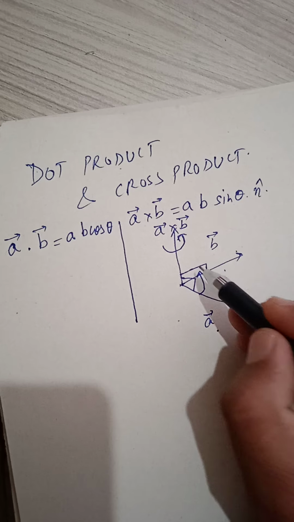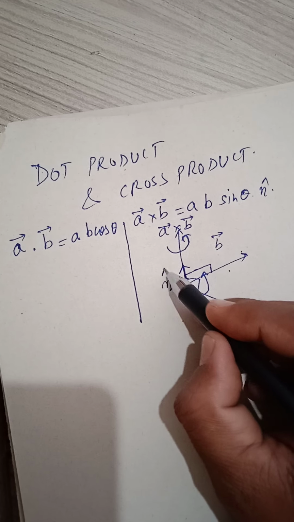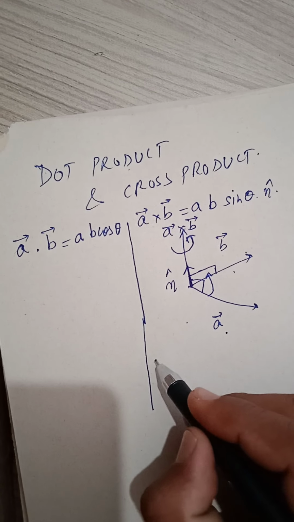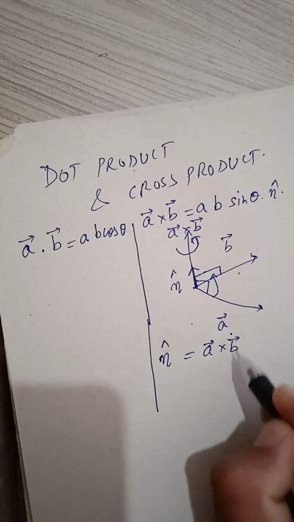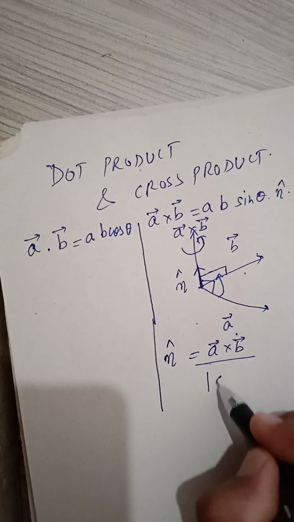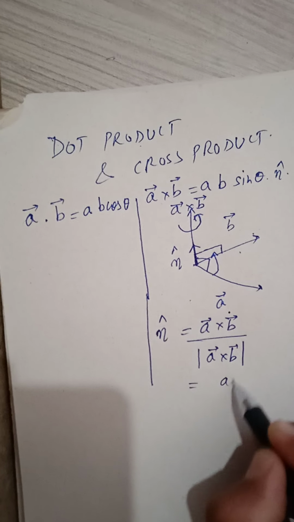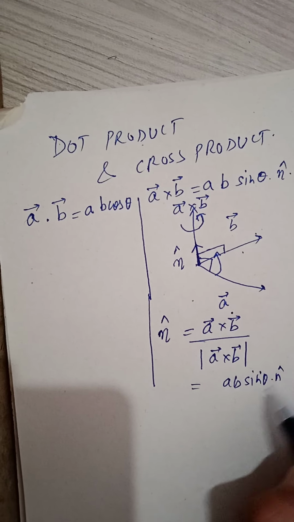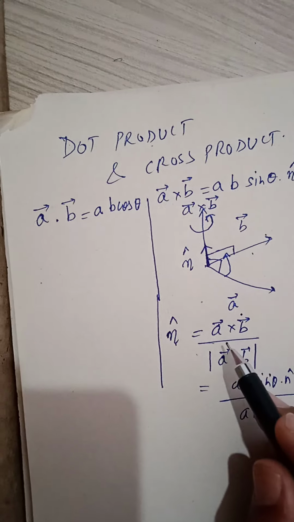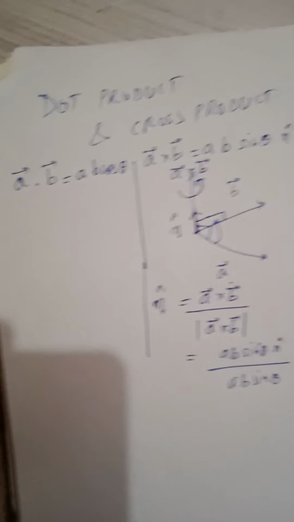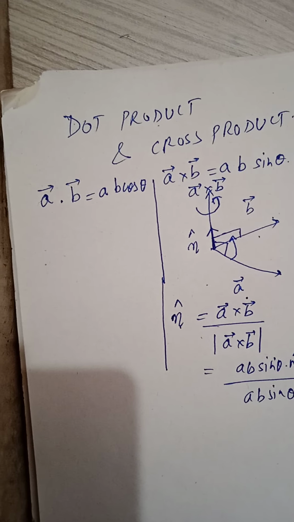So hence a unit vector along the direction of A cross B, n cap, can be defined as n cap is equal to the vector A cross B divided by its own magnitude. So if you consider this, we get AB sine theta into n cap divided by AB sine theta. So both will get cancelled and you can verify that you are left with the n cap vector. In this way you are able to calculate the vector product.